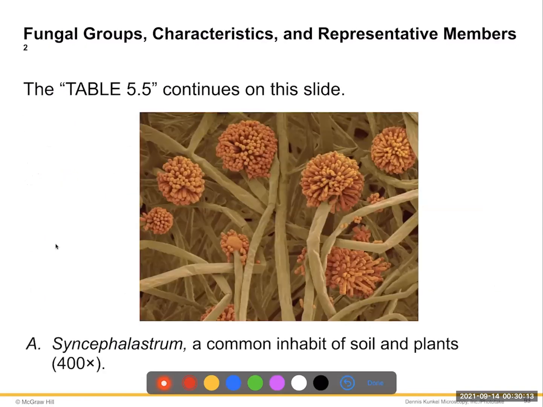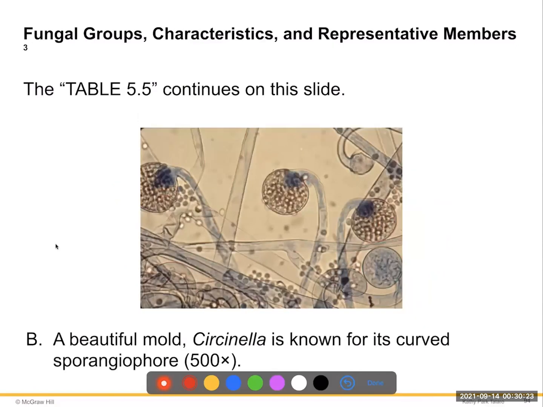Okay. This is a Syncephalastrum. You can see the soil and plants. You can see the mold. This is Circinella, known for its curved sporangiophores. See how they curve around here, where they're going to bud off and release their spores.